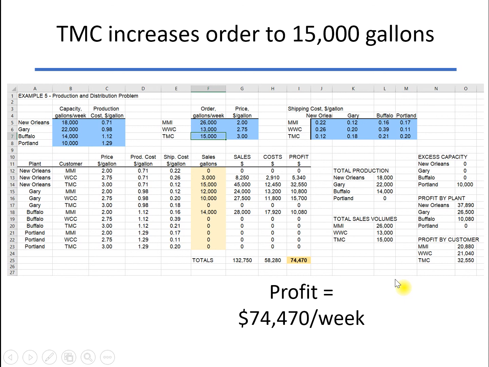If the Texas plant increased their order to 15,000 gallons, you can see the profit goes up quite a bit, although the Portland plant, again, would still be producing nothing at that point. All the other plants would be running at full capacity.